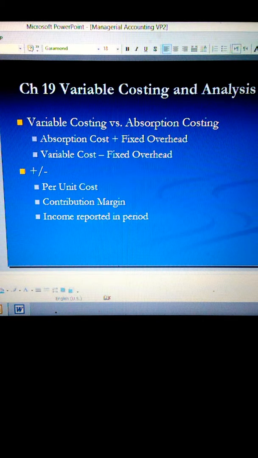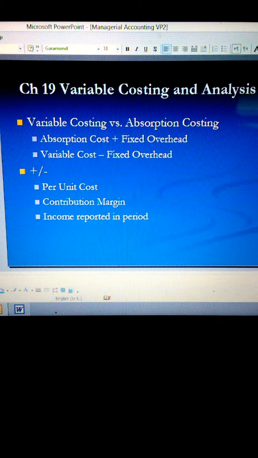Chapter 19 focuses on variable costing by contrasting it to absorption costing. Absorption costing assumes that products absorb all costs incurred to produce them, including fixed overhead, whereas variable costing assesses fixed overhead as a period cost, not a product cost. This changes the per unit cost of goods, reflects the contribution margin, and can change the amount of net income reported in a period.